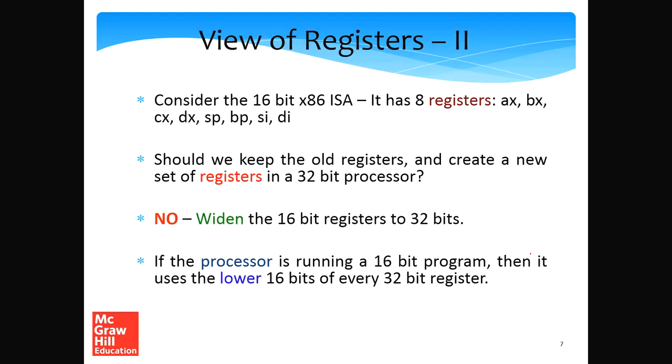So let us consider the 16-bit x86 ISA. The 16-bit ISA had 8 registers. They were called AX, BX, CX and DX, SP, BP, SI and DI. Actually, the idea of these registers had come from the 8-bit processor whose registers were of the form A, B, C and D. But in any case, when they made a 16-bit processor, way back in 1978, they named the registers AX, BX, CX, DX, SP, BP, SI and DI.